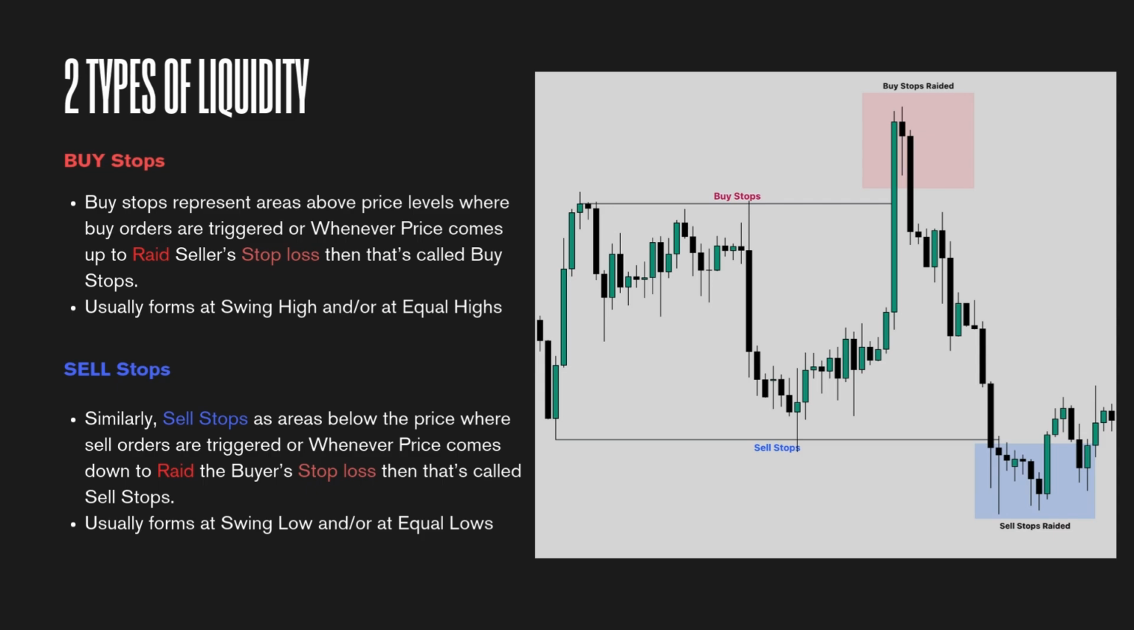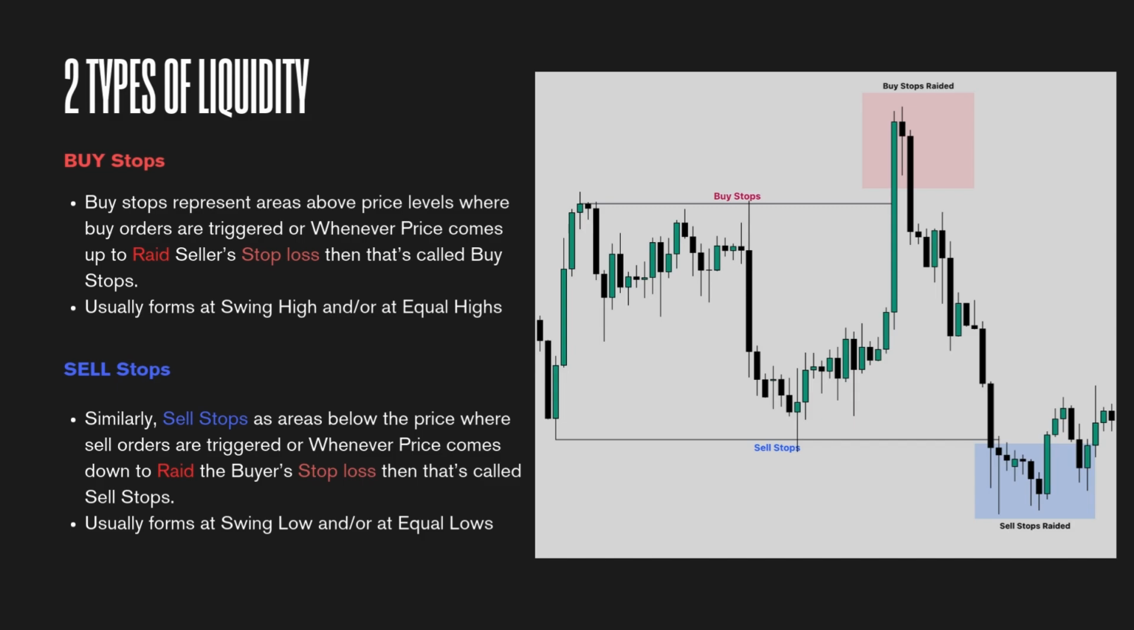Now, there are two main types of liquidity in the market: buy stops and sell stops. Buy stops occur above current price levels. These are areas where buy orders are triggered. For example, when traders place stop losses above swing highs, thinking they are protecting themselves, those stops actually create liquidity. Institutions will target these zones to trigger orders, causing a spike before reversing the price back down.